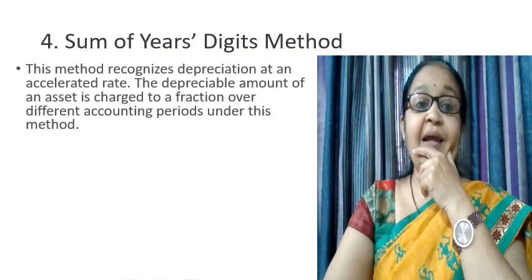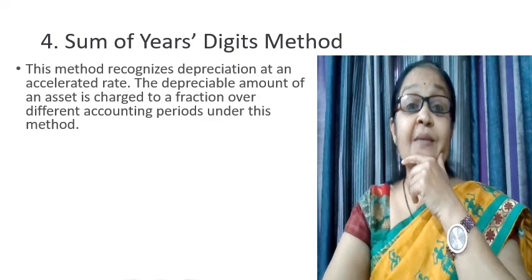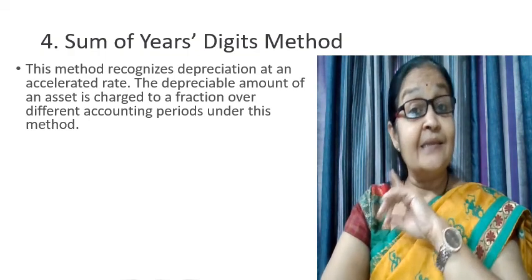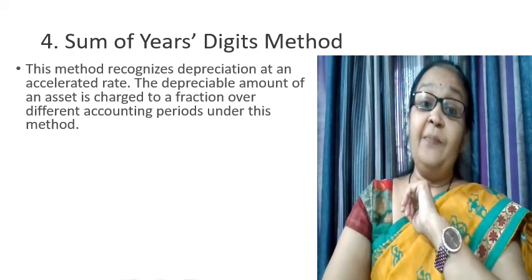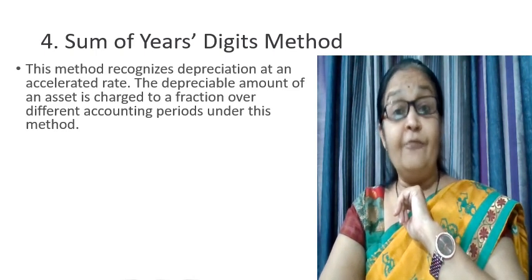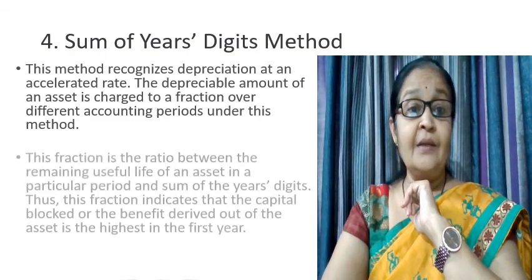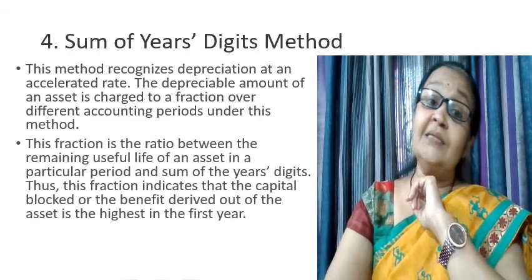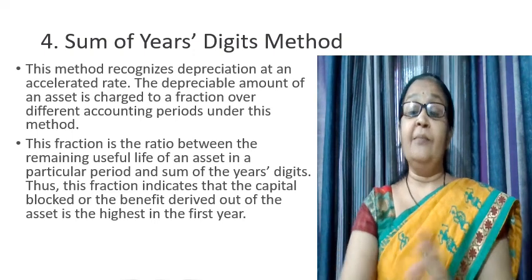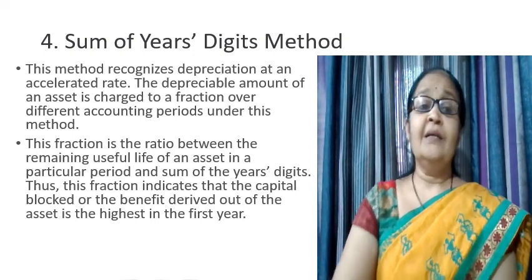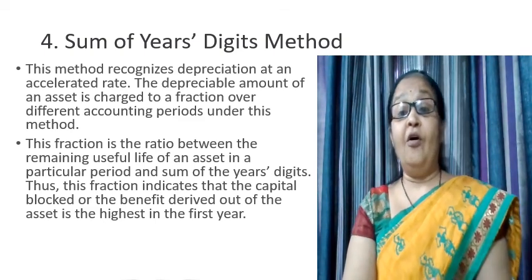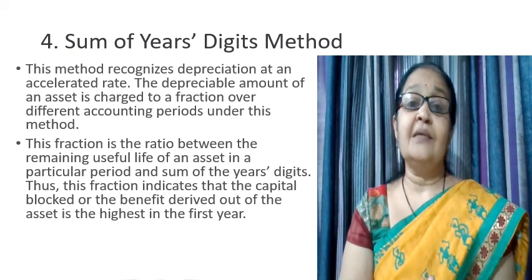Friends, another accelerated depreciation method is the sum of years digits method. This method recognizes depreciation at an accelerated rate. Thus, the depreciable amount of an asset is charged as a fraction over the different accounting periods under this particular method. This fraction is the ratio between the remaining useful life of an asset in a particular period and the sum of years digits. Thus, this fraction indicates that the capital blocked, or the benefit derived out of the asset, is the highest in the first year.